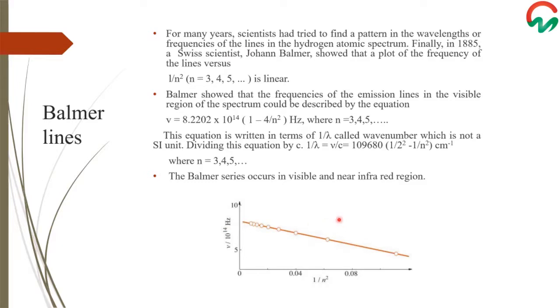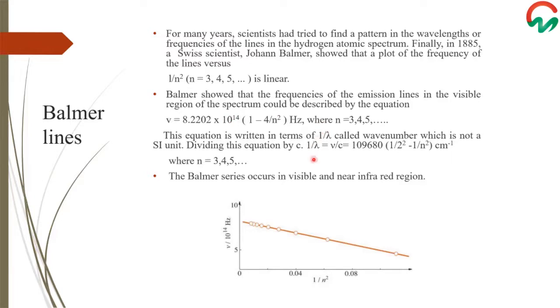Balmer showed that the frequencies of the emission lines in the visible region of the spectrum could be described by an equation where frequency is equal to 8.2202 into 10 to the power 14 into 1 minus 4 by n square. This was the equation given by Balmer, where n is an integer and it can have any value from 3, 4, 5 up to infinity. This equation is then rewritten by dividing this equation with c, which is the speed of the light.